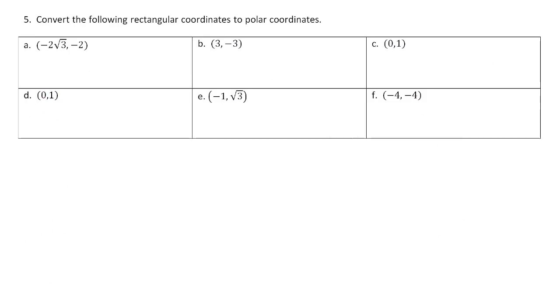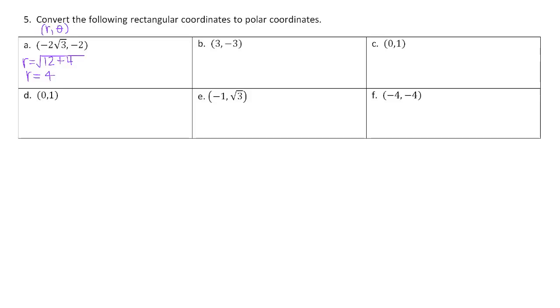Okay, for the next set of problems, we are converting rectangular to polar, and this time it is not a complex number. It is just an ordered pair back over to polar. Now remember, with polar, that means we need a radius and we need an angle. We need a direction. So for the first part, to find our radius, that radius is going to be the square root of, well, negative 2 root 3 squared. That's going to give me 12, plus 2 squared is going to be 4. So that's going to give me a radius value of 4.